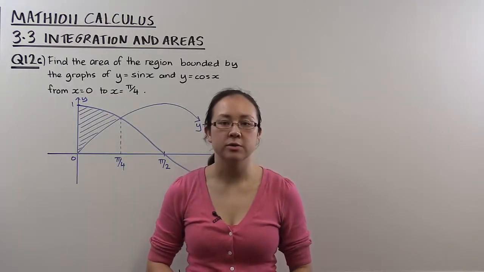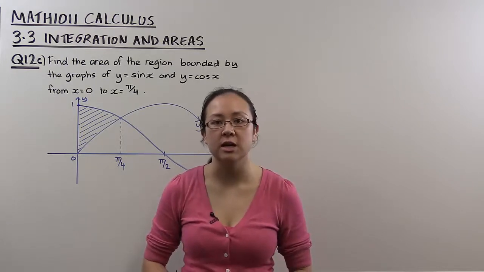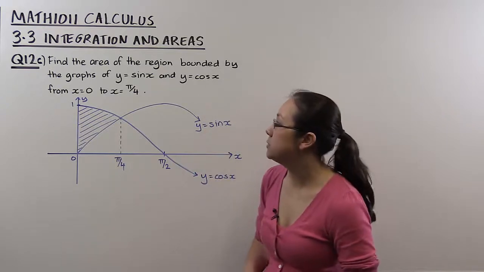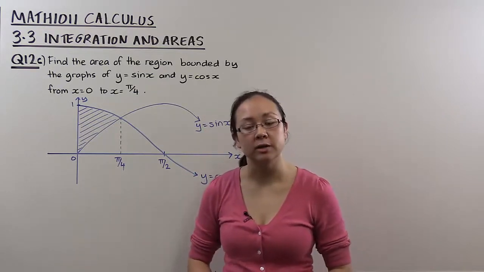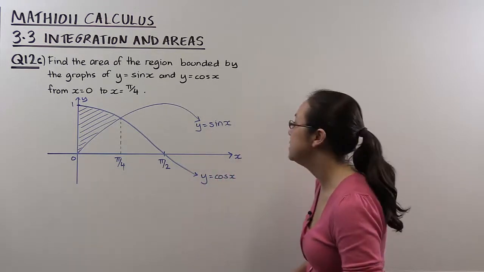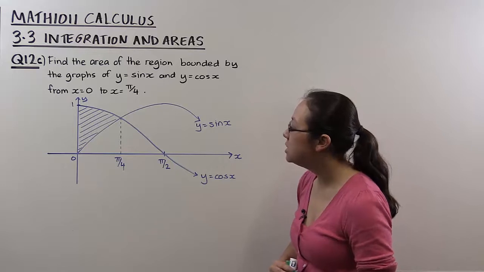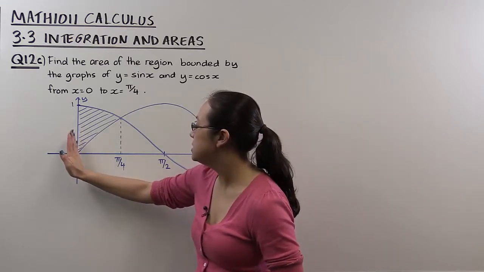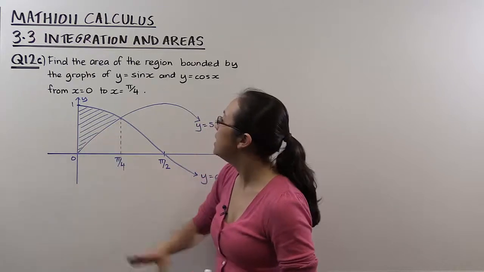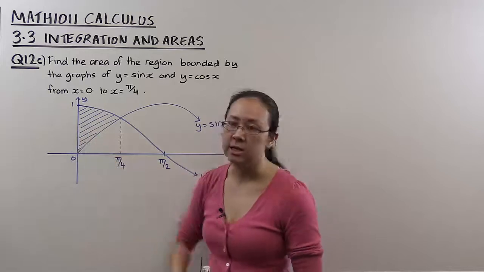Today I'm working through some of the Math 1011 calculus questions from the section on integration and areas. In question 12C, we're asked to find the area of a region bounded by two curves, sin x and cos x. I've drawn a diagram here. We want the area bounded by these curves between x equals 0 and x equals pi on 4. So we're after this region in here.